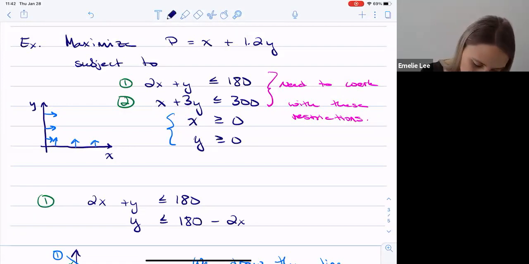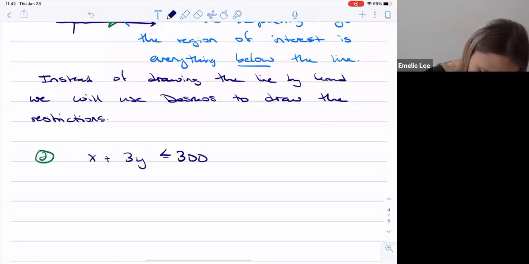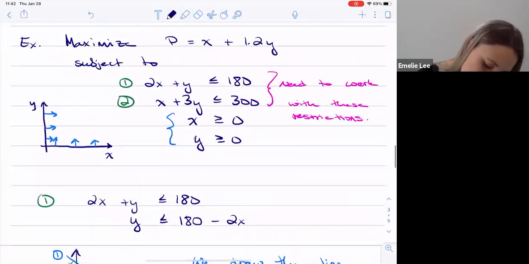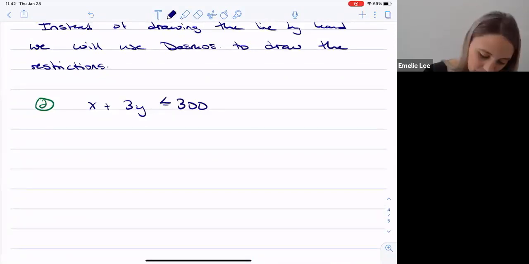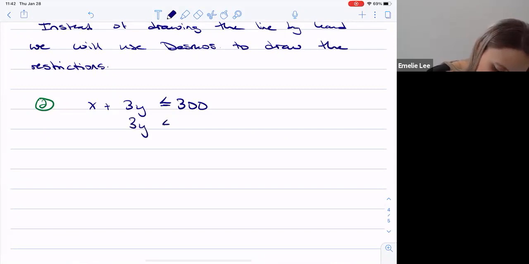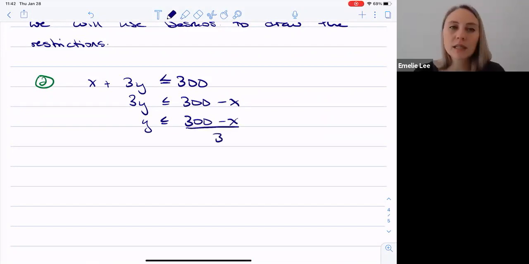So equation 2, x plus 3y is less than or equal to 300, right? Solving for y here, a little bit more work, but that's okay. We get 3y is less than or equal to 300 minus x, and then divide it by 3. So y is less than or equal to (300 minus x) divided by 3. I'm just going to leave it like that.